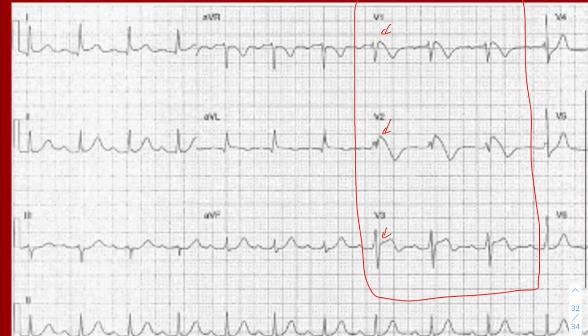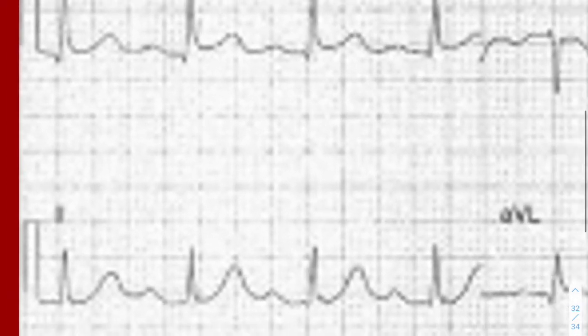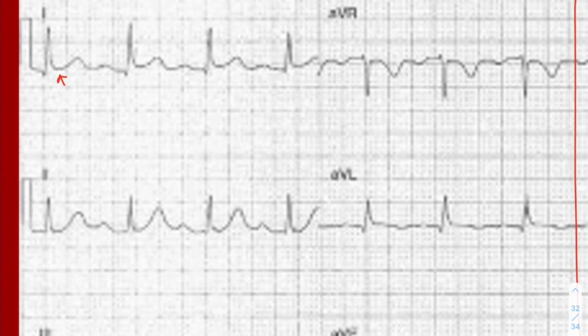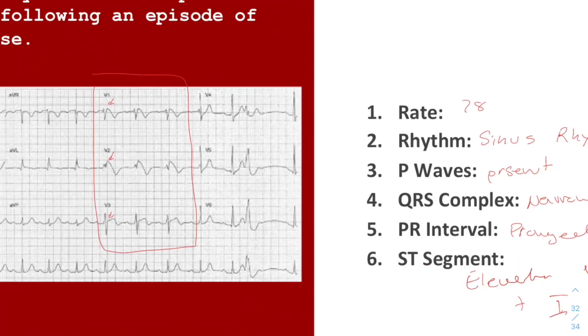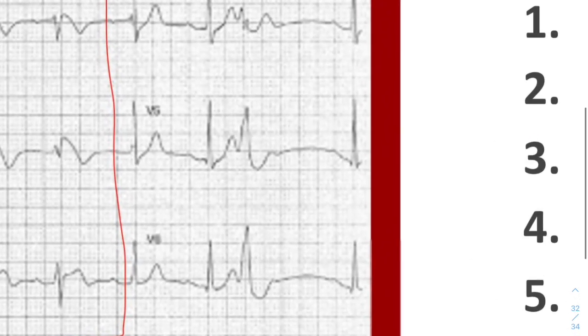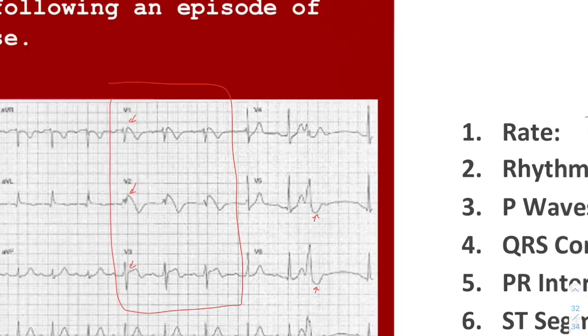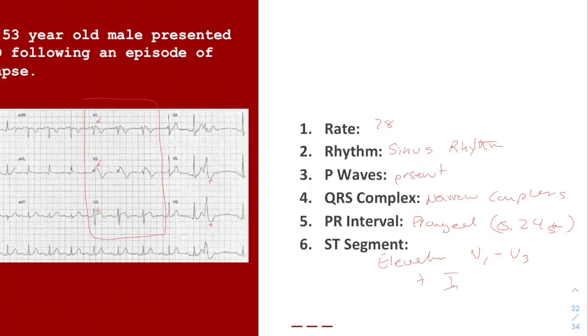If you're looking over, you might also see that this is subtle, but there's elevation in lead 1 as well. So you have some elevation in V1 through V3, and some in lead 1 as well. And like we talked about having the opposite in your reverse leads, this is your reciprocal depression in V5 and V6, so you can put that in as a finding as well.